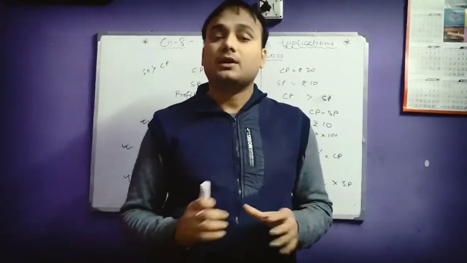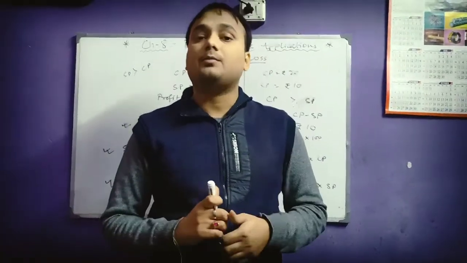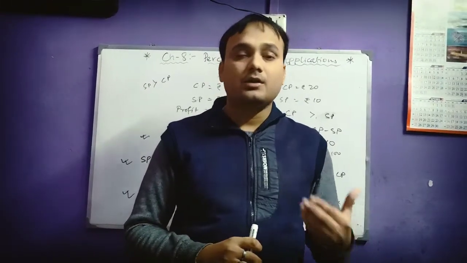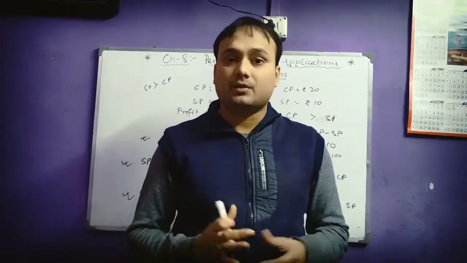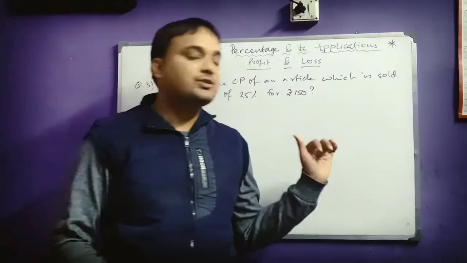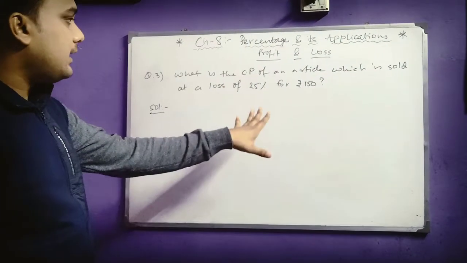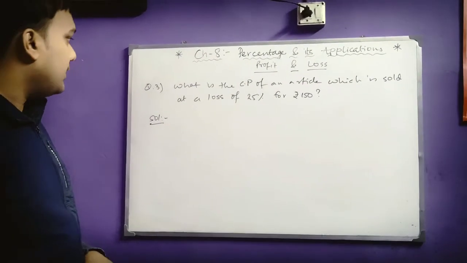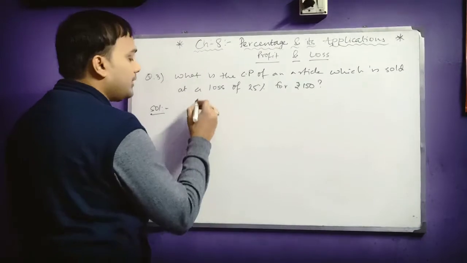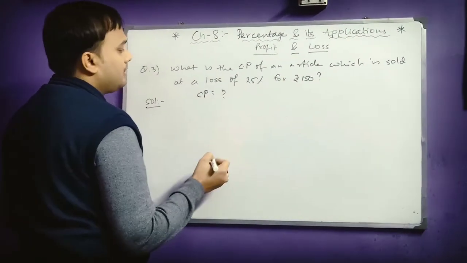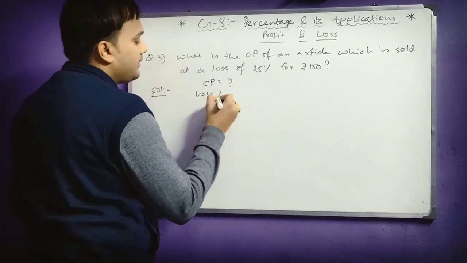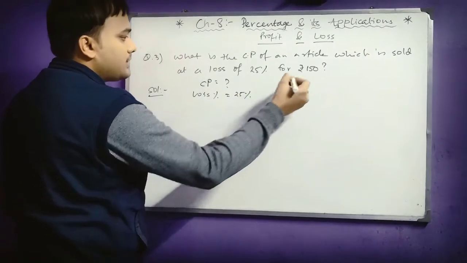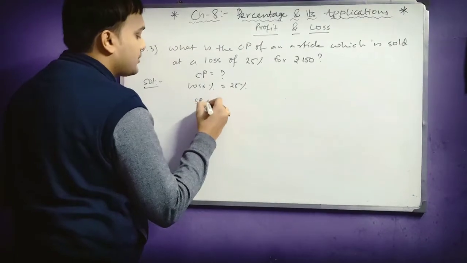These all things you should keep in your mind, and then it will be helpful for you to solve the exercise. Now just 2 or 3 questions I will be solving here, so that you can understand the basic concept more clearly. Okay, first question. The CP of an article which is sold at a loss of 25% for rupees 150. So clearly you can see we have to find what? CP. Loss percentage is given, that is 25%, and sold for rupees 150, that is SP, is also given.